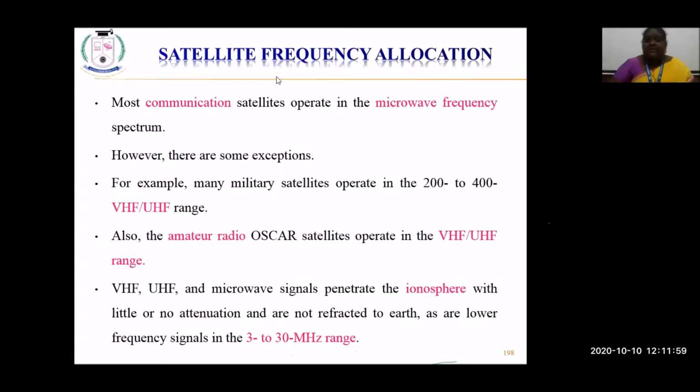But as the signals transmitted to the satellite are in the very high frequency, ultra high frequency and microwave range, they are not much reflected back to the earth, and they can easily penetrate with less attenuation, or probably no attenuation at all. So all the signals reach the satellite without any disturbance. That is why this range of frequencies is used. Normally it is in the gigahertz range.